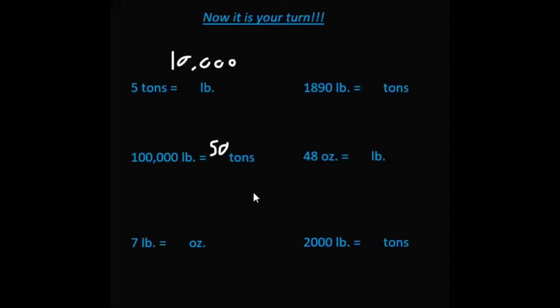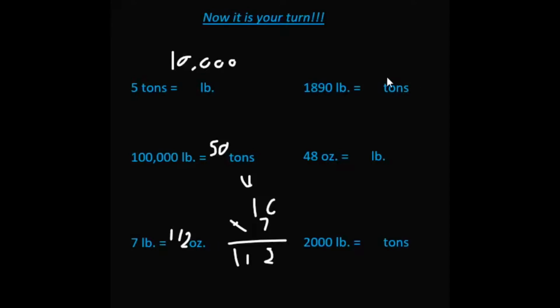Okay, so now the next problem says 7 pounds equals how many ounces? So all we have to do is 16 times 7. 16 times 7. So 7 times 6 is 42. Bring that 4 up here. 7 times 1 is 7, plus 4 is 11. 112 ounces.